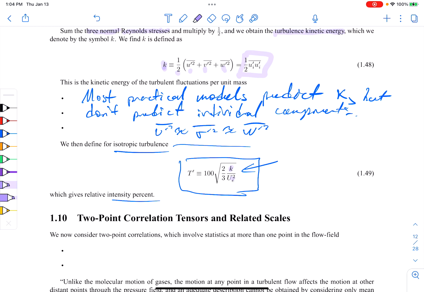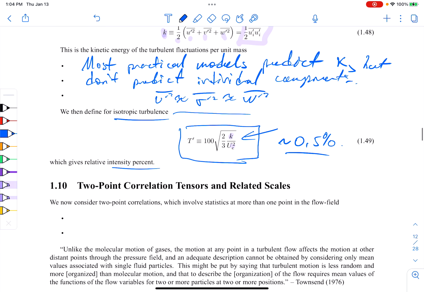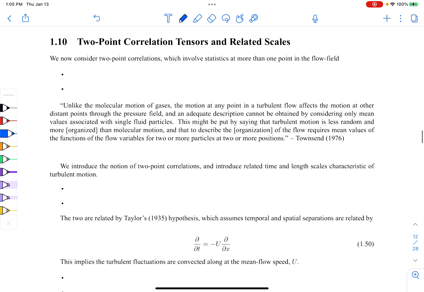Typical tunnels might have a few percent turbulence intensity in the incoming flow, which you may not want if you're flying out in the atmosphere in a low turbulence environment. And really good low turbulence tunnels might have something on the order of 0.5% turbulence intensity. I would consider that a good low intensity wind tunnel. Okay, so we'll put that there.